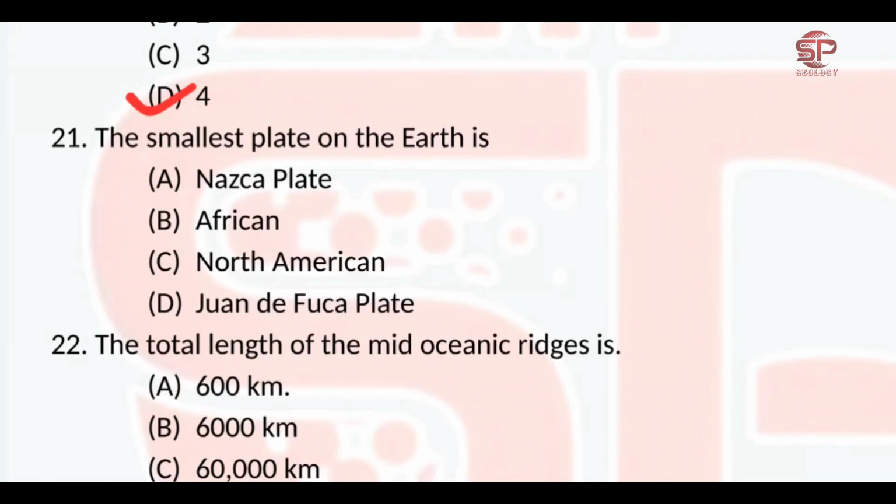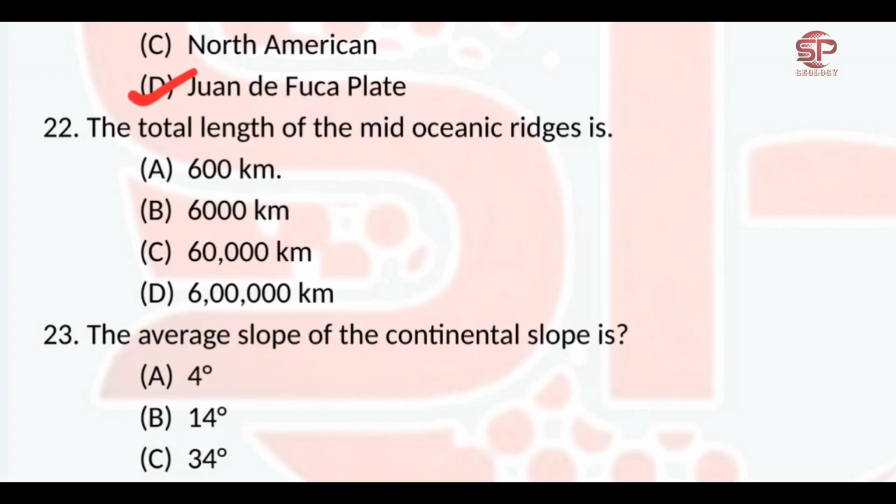The smallest plate on the earth is the Juan de Fuca plate, with an area of approximately 250,000 square kilometers, and the largest plate is the Pacific plate. So the answer will be Juan de Fuca plate. It is under the Pacific plate. The total length of mid-oceanic ridges is a data question, approximately 80,000 kilometers. The closest will be 60,000, so that will be the answer.